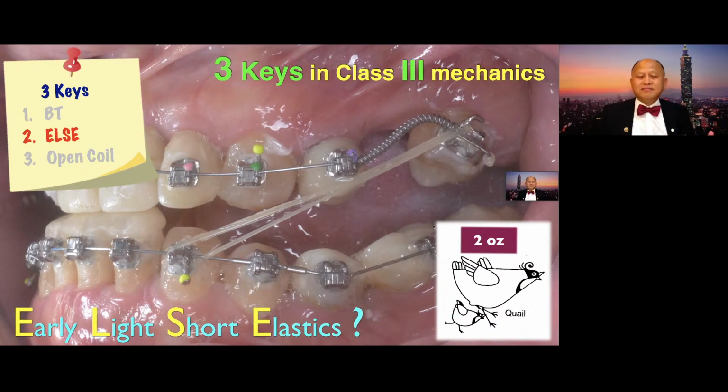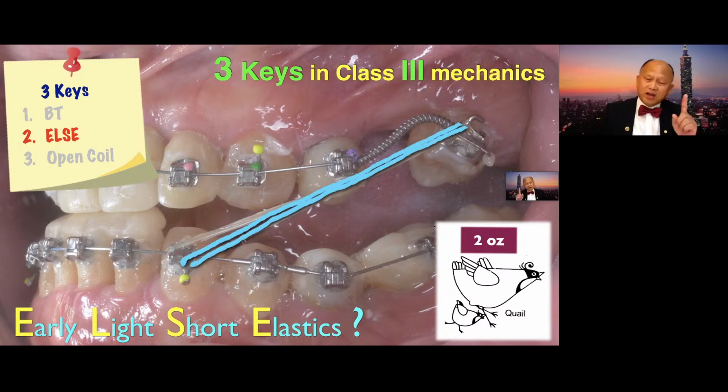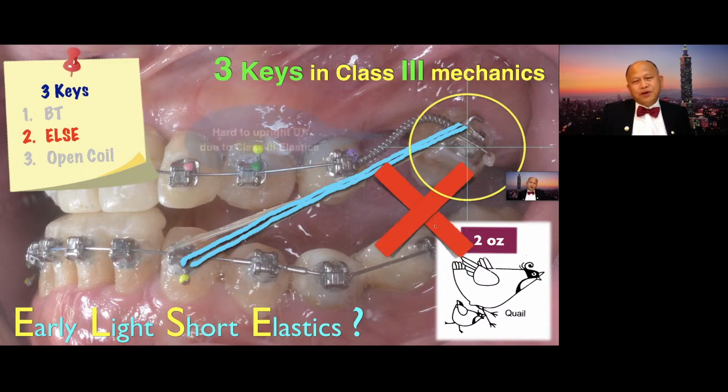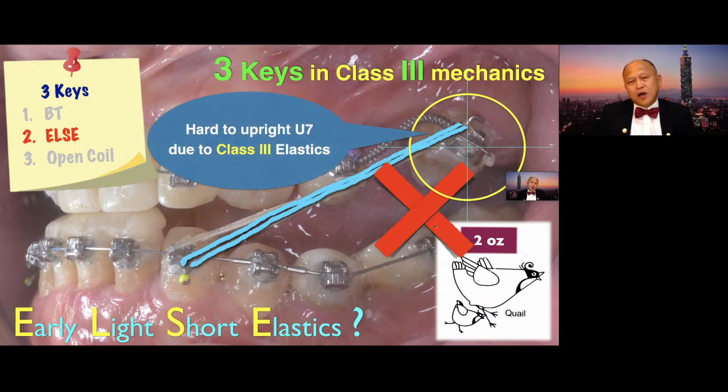Number 2. Class 3 mechanics. Early light elastic. But this early light elastic has a mechanical flaw. You're not supposed to hook on the upper second molar because the open coil spring is going to push the upper second molar backward. Why do you want to hook this Class 3 there? So I don't like this mechanic. I would prefer something else, because it's hard to upright the 7 due to the Class 3 mechanic.